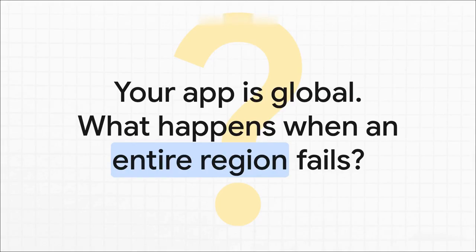Your app is global. It's running smoothly. And then, poof, an entire cloud region just goes offline. Is your app down too? Today, we're going to architect an answer that lets you say no.